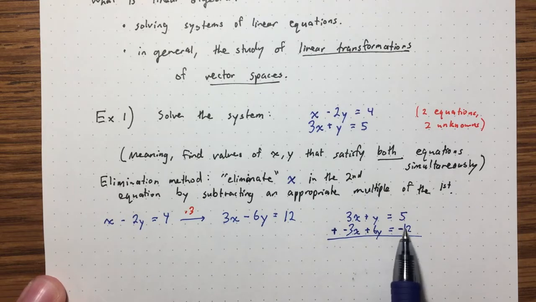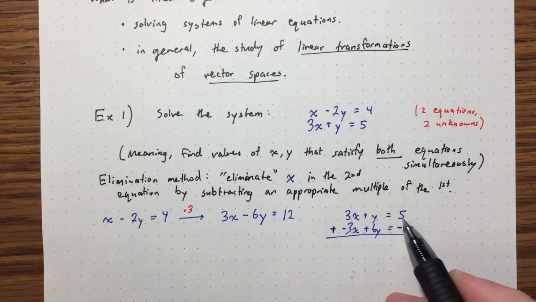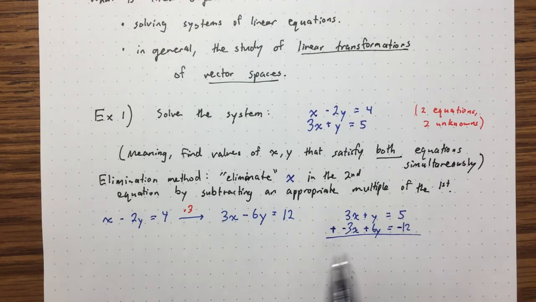Why can I do that, by the way? Why can I add this equation to that equation and still end up with something relevant? Well, it's because I'm actually adding the same number to both sides. This is the same as that. That's what this equation is telling me. So you can always add the same thing to both sides of an equation.